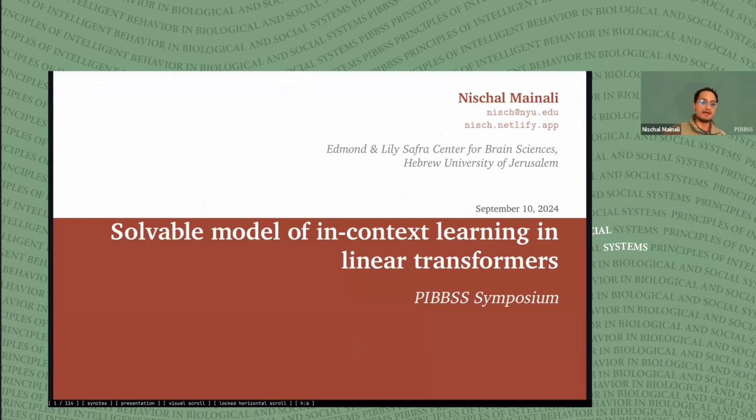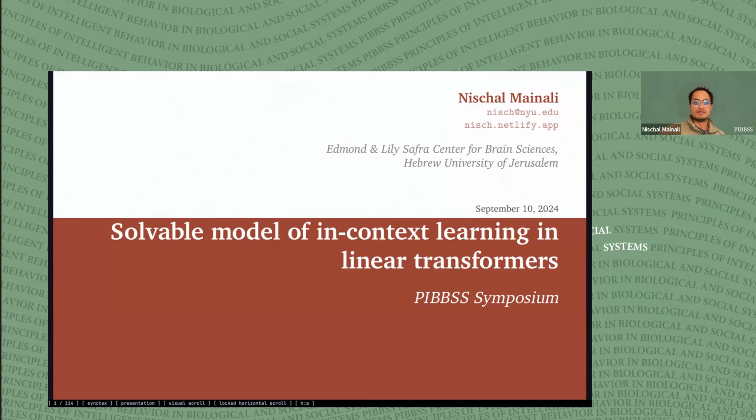For today, the main part of the talk is going to be about a solvable model of in-context learning. So I'm going to present a simple toy model of a transformer architecture where one can completely analytically get a handle on its training dynamics, the algorithm it learns, and so on, and try to gain some insight about the transformer architecture and what it can do when trained.